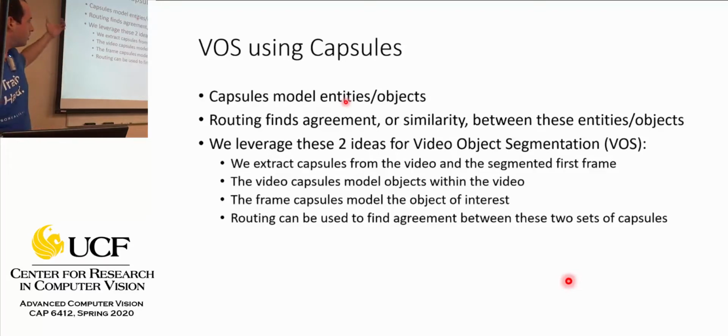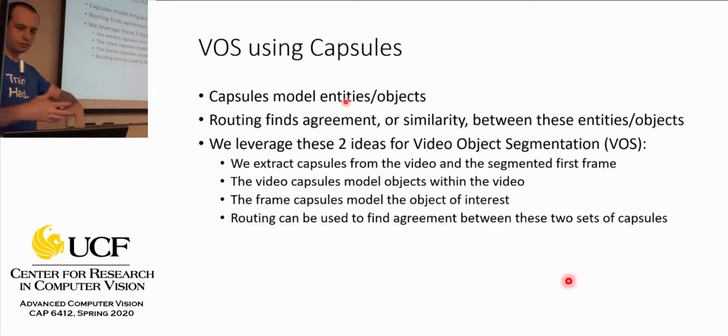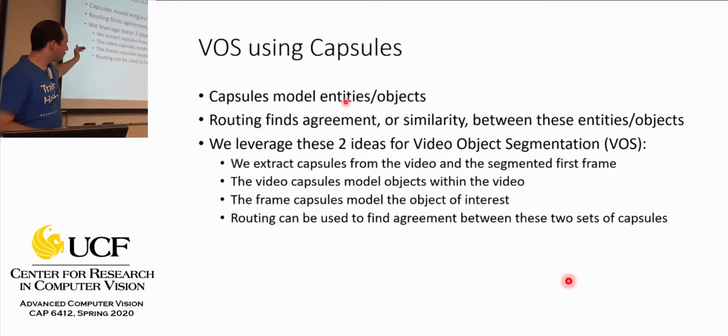We can leverage those 2 ideas for VOS by first extracting capsules from the video and the segmented first frame. So we would have 2 sets of capsules. One would be the video capsules, which represent the different objects within the video. And then we have the first frame and segmentation, which would extract the object of interest, the one we want to segment. Then we could use routing by agreement to find the agreement between these 2 sets of capsules and end up with a single set of capsules which represents that object of interest throughout the video.